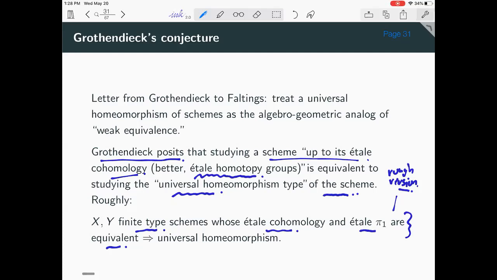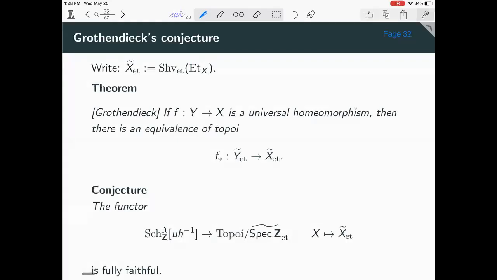Okay. So that's the statement of Grothendieck's conjecture and why you want to study universal homeomorphisms. And I didn't really read Grothendieck's letter to Faltings, but presumably there's some good number theoretic reason why you might want to think in this manner. So here's the precise statement. I'm going to write very shorthandedly.